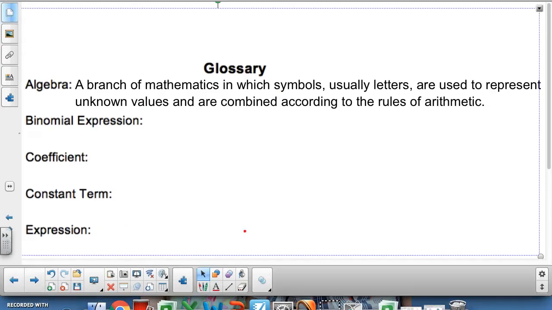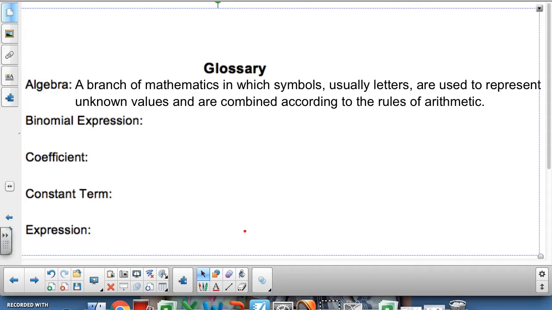So algebra is a branch of mathematics in which symbols, usually but not always letters, are used to represent unknown values and are combined according to the rules of arithmetic. All that means is that we're going to add, subtract, multiply, and divide those symbols the same way we would if they were actually numbers. So go ahead and pause the video now and get this definition copied down into your glossary.